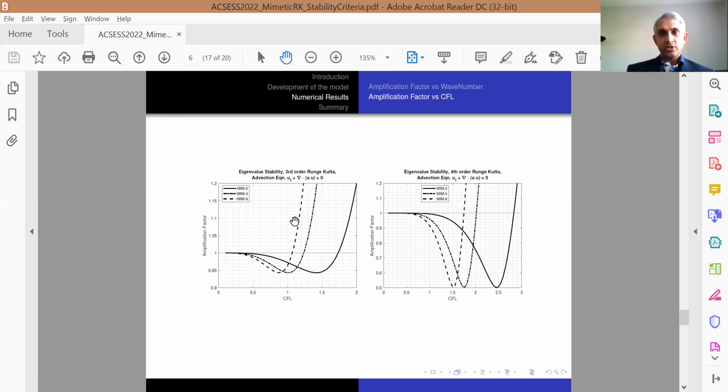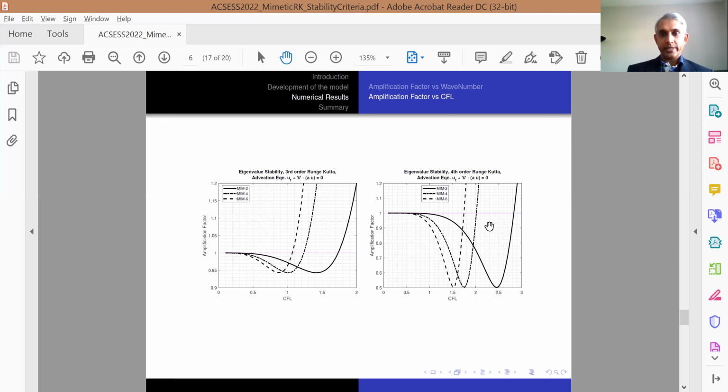The plot on the left shows the eigenvalue stability analysis for a third order Runge Kutta scheme using a second order, fourth order, and a sixth order mimetic scheme. It can be noted that in the case of the third order time integration with a second order mimetic spatial discretization, the CFL condition is close to about 1.7. And as we start increasing the spatial order, the CFL condition starts to drop.